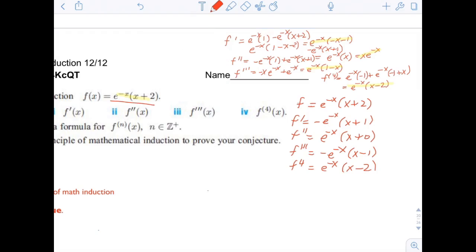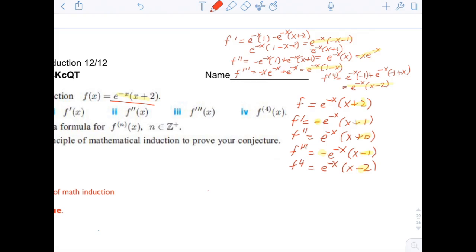I've now arranged all the derivatives in a similar format, just to point out what's going on here. Do you see how the negative sign comes in on alternate derivatives? The added number here starts out as 2, then it goes to 1, then 0, then it's negative 1, then it's negative 2.